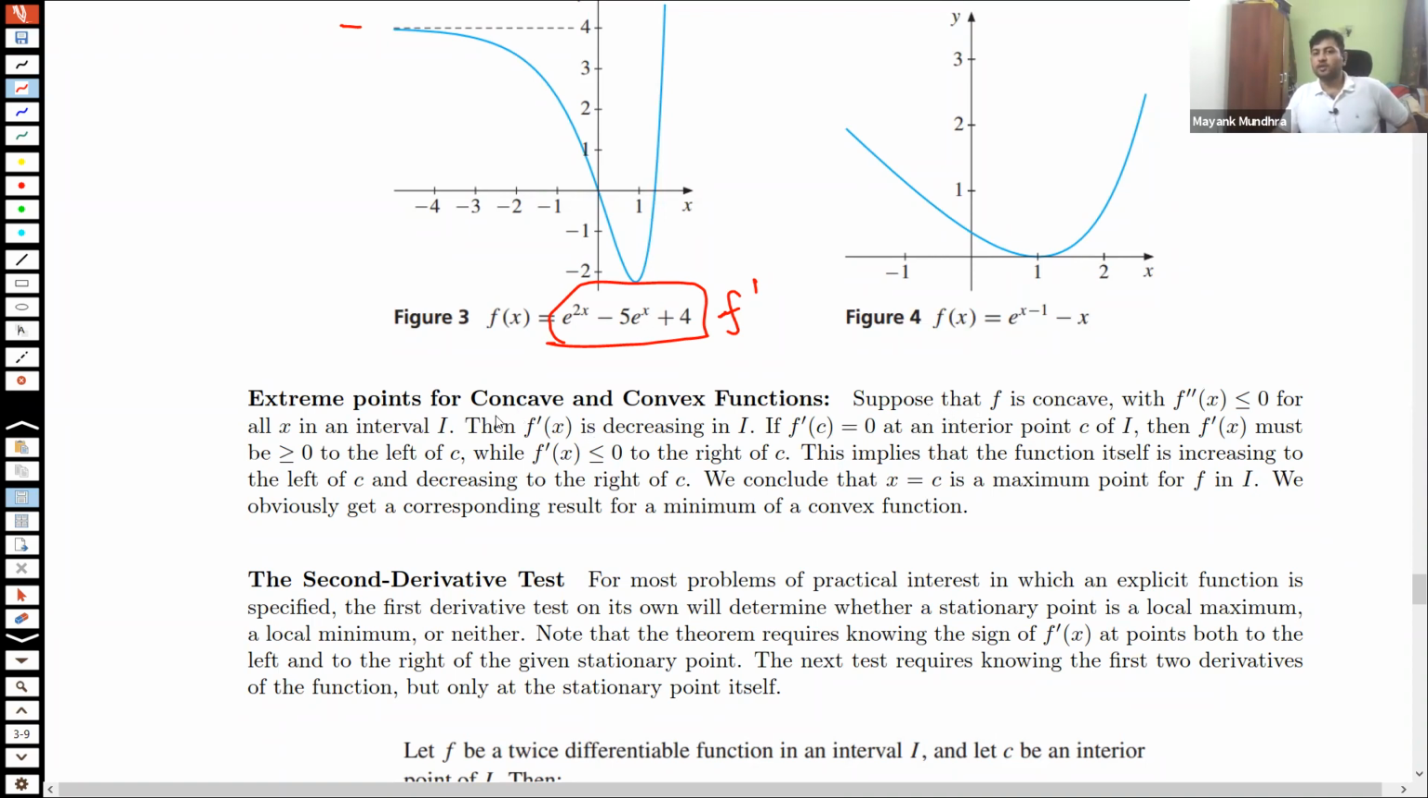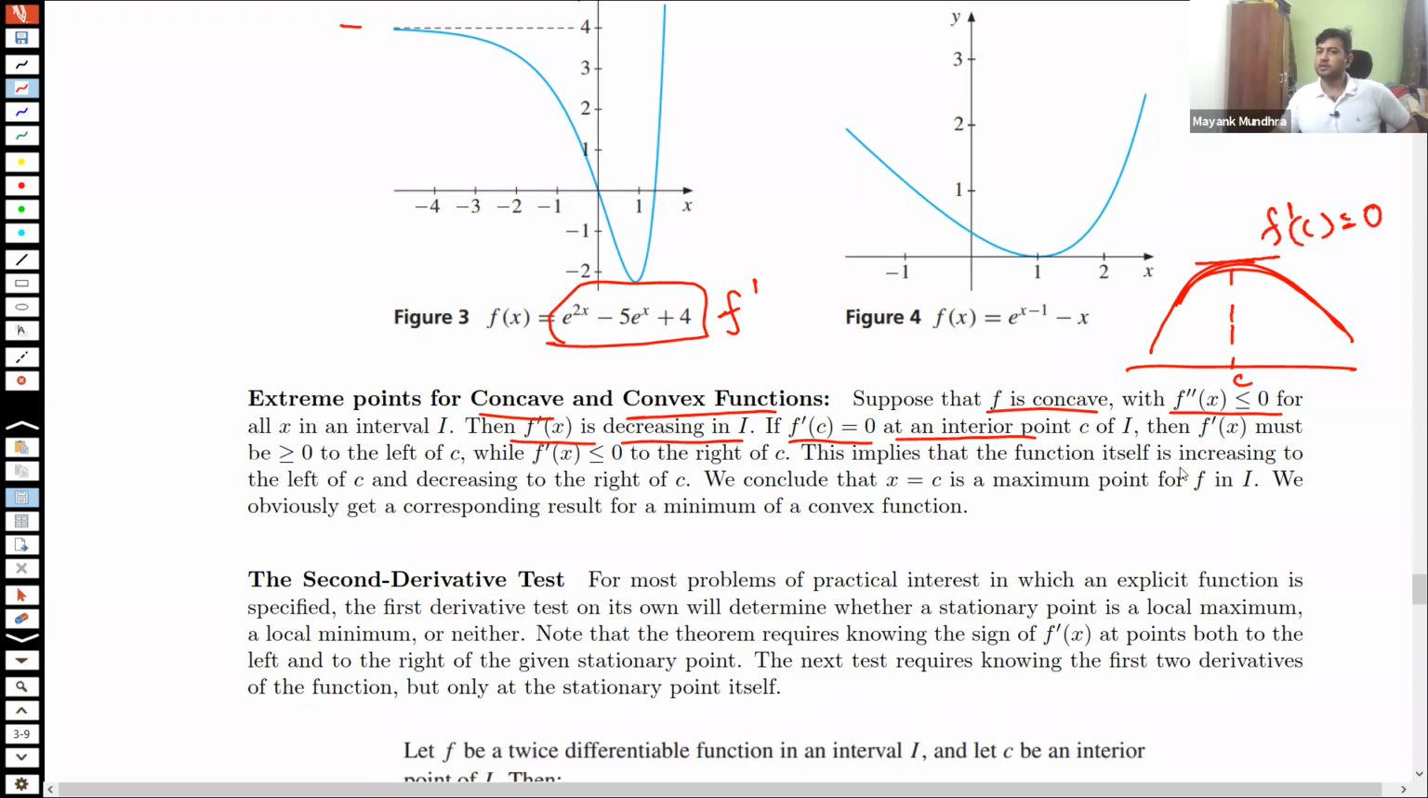So extreme points for concave and convex functions. Suppose that f is concave with f double prime negative. A concave function looks like this, right? This is the graph of a concave function. Then f prime is decreasing in I. So if f prime is 0 at an interior point, so this is a concave function. Suppose at some point C you have f prime at C equal to 0.